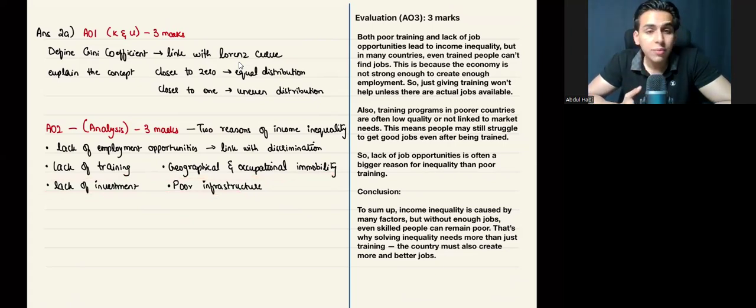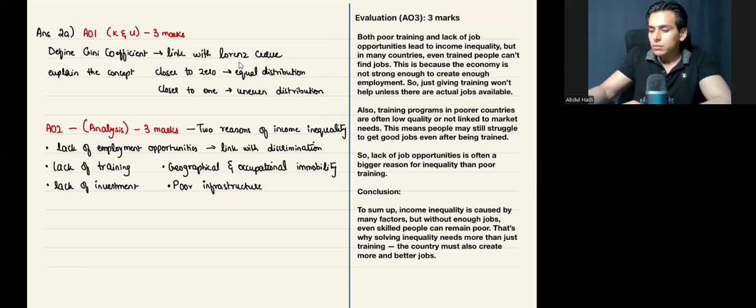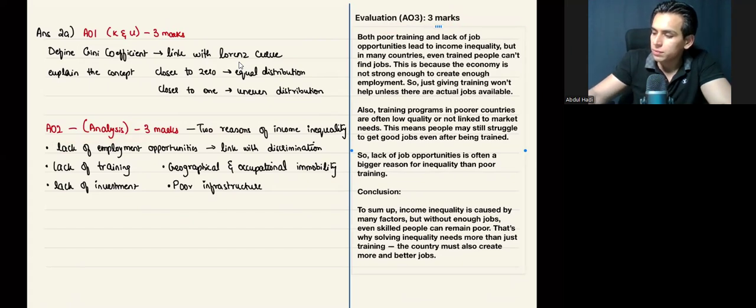You can also link it with discrimination. You can say that in a low income country, people still discriminate against women. They are still against women working culture, and women are not getting equal job opportunities. That is the reason why there is lack of employment opportunities, and some people are getting rich and some people are getting poorer. So, due to lack of employment opportunities, there is this gap of income inequality. All right. So, once you are done with your analysis, you'll move on to your evaluation and conclusion part. That is of 2 marks, not 3 marks. It's of 2 marks.